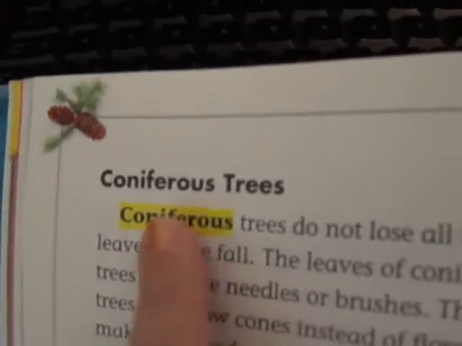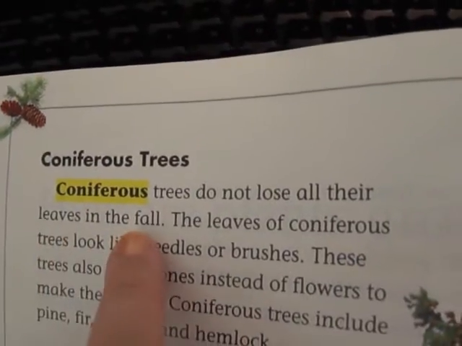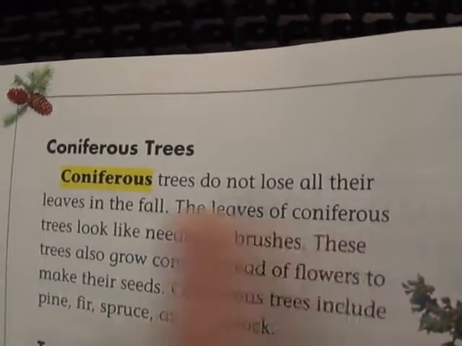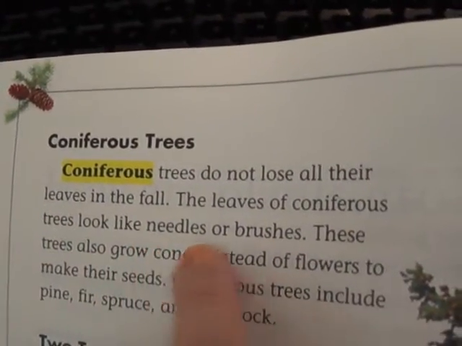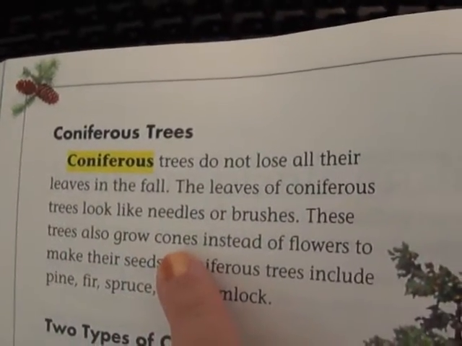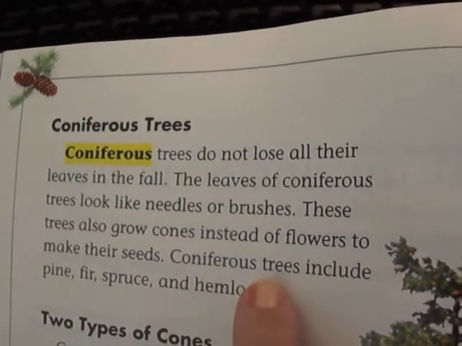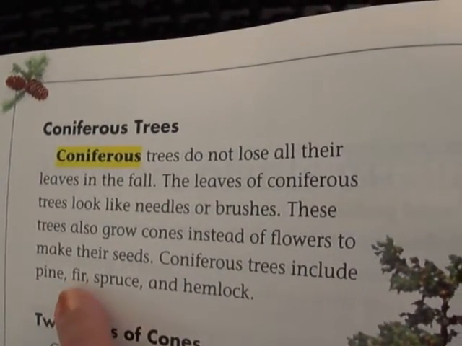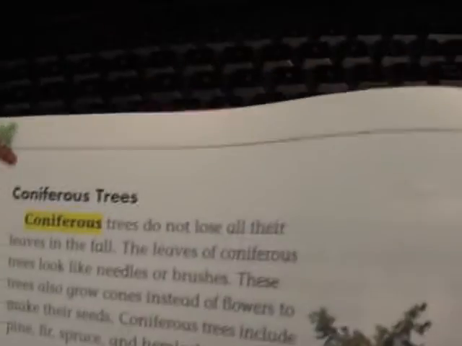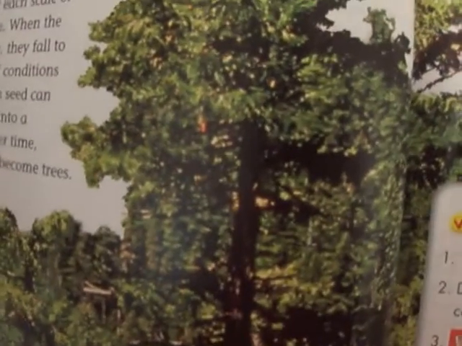Coniferous trees. Coniferous trees do not lose all their leaves in the fall. The leaves of coniferous trees look like needles or brushes. These trees also grow cones instead of flowers to make their seeds. Coniferous trees include pine, fir, spruce, and hemlock. There's an example of some coniferous trees.